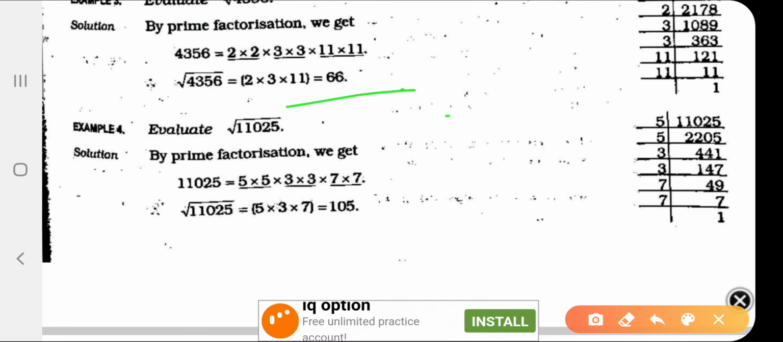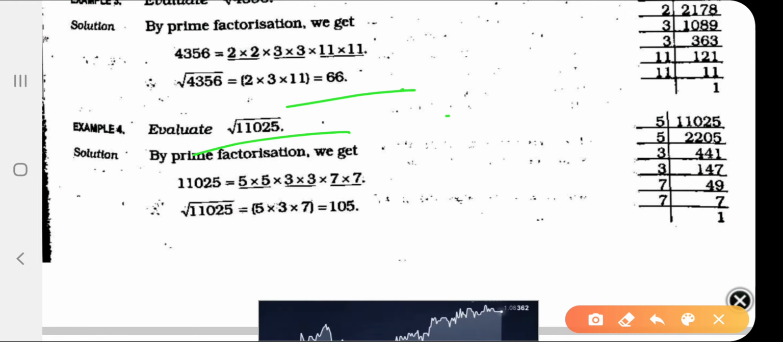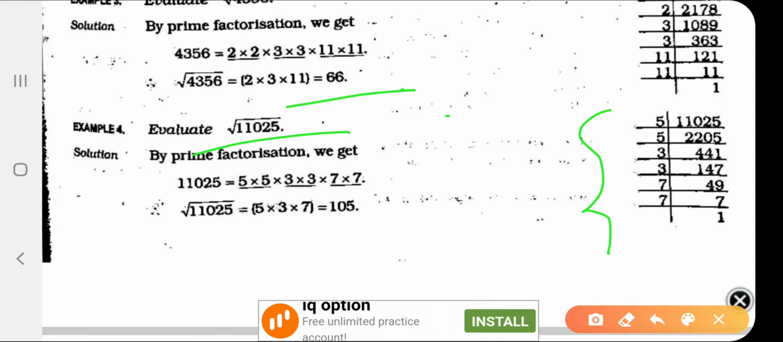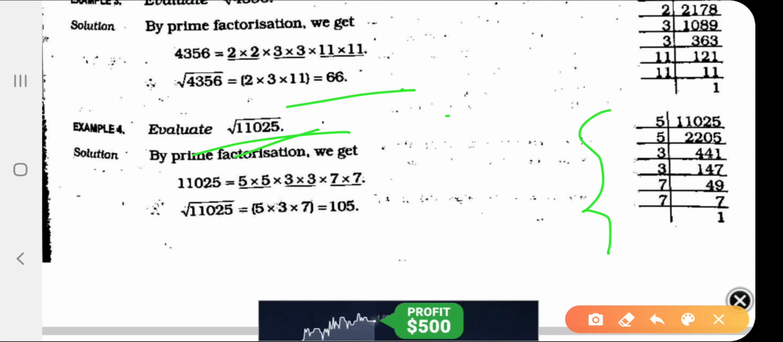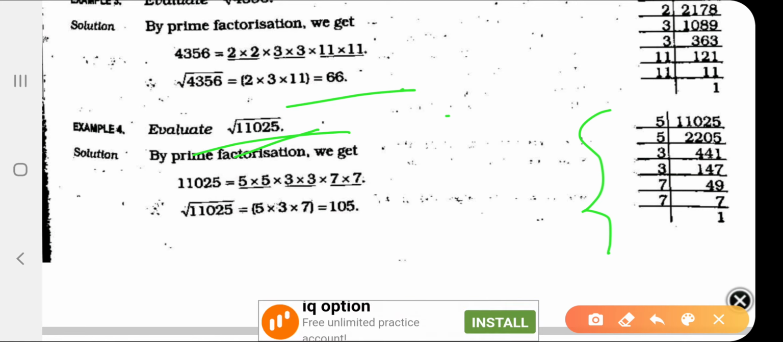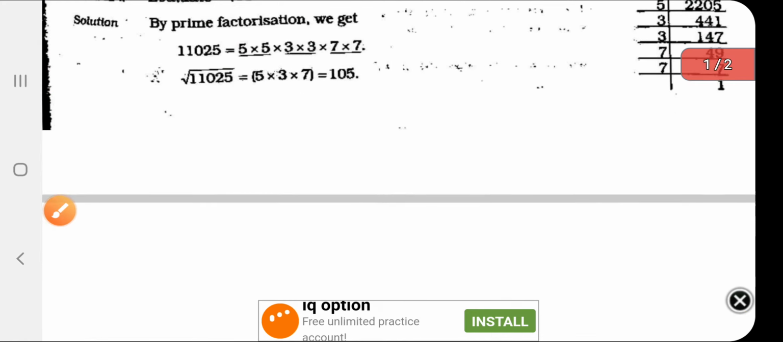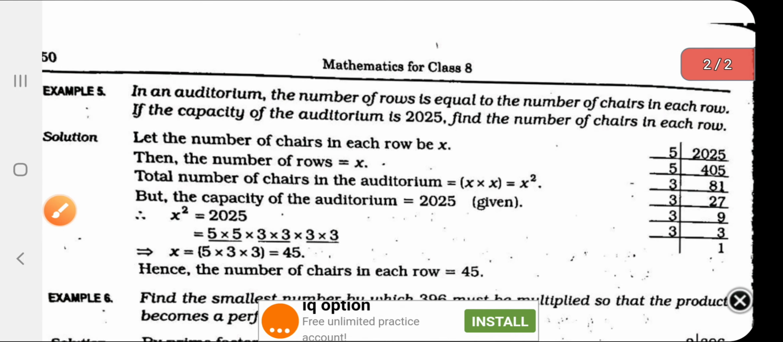Now next is to find the prime factorization. Same thing. Now it is an odd number, and you know that numbers that contain 0 or 5 at their ones place are divisible by 5. So following this rule, you have to find the prime factorization by the division method. Now let's come to the next one, which is a bit different from the others.